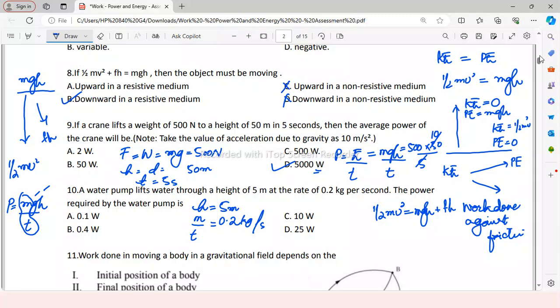So here we have 0.2 for m over t multiplied by gravity, which is 9.8, and height, which is 5. This gives us 9.8, राइट. एंड उसका नियरेस्ट कौन सा है यहाँ पर, 10 वॉट. यकीनन उन्होंने ग्रेविटी को 9.8 के बजाय 10 कंसिडर किया होगा.